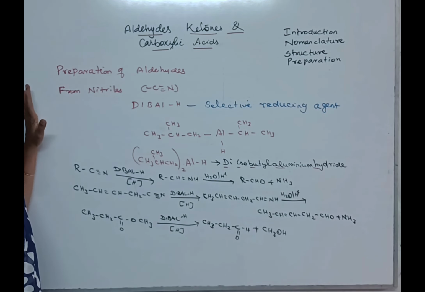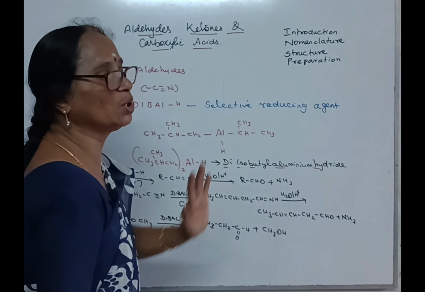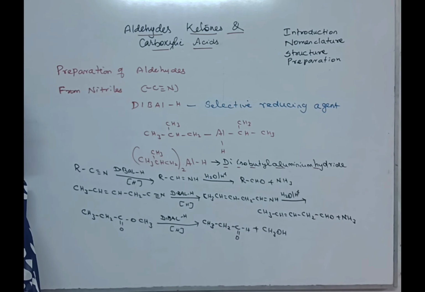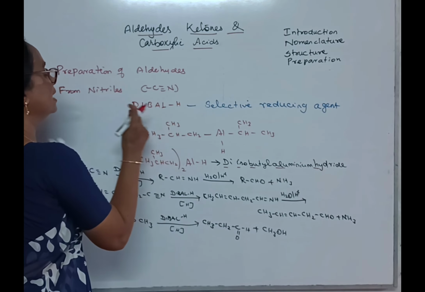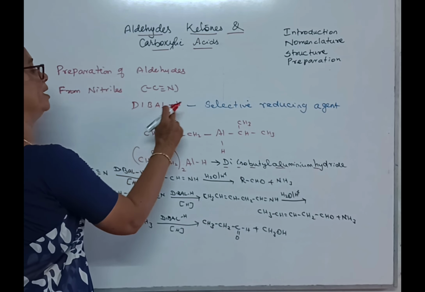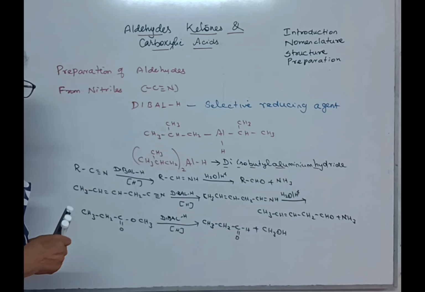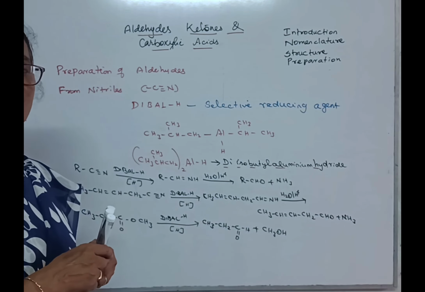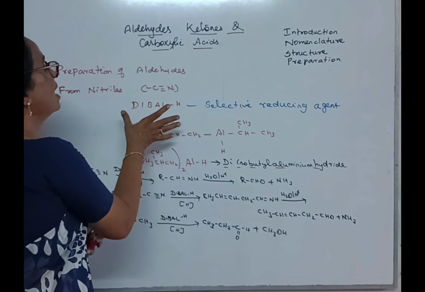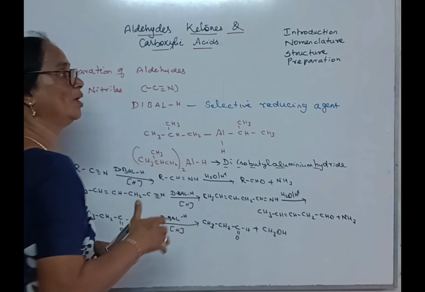In Stephen reaction, nitriles are converted into aldehydes, and the reducing agents we have selected are stannous chloride and hydrochloric acid. But the same nitriles can be reduced to aldehydes in presence of dibal-hydride. What is called dibal-hydride? It is diisobutyl aluminium hydride, and it is a selective reducing agent, just like PCC. PCC is a selective oxidizing agent. Here dibal-hydride is a selective reducing agent.